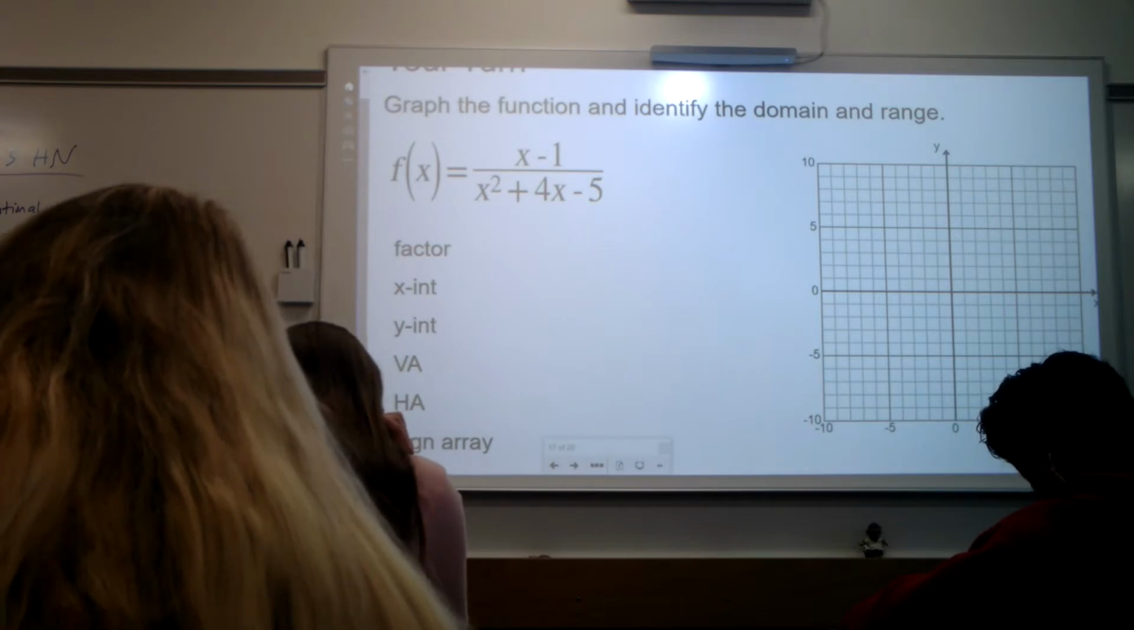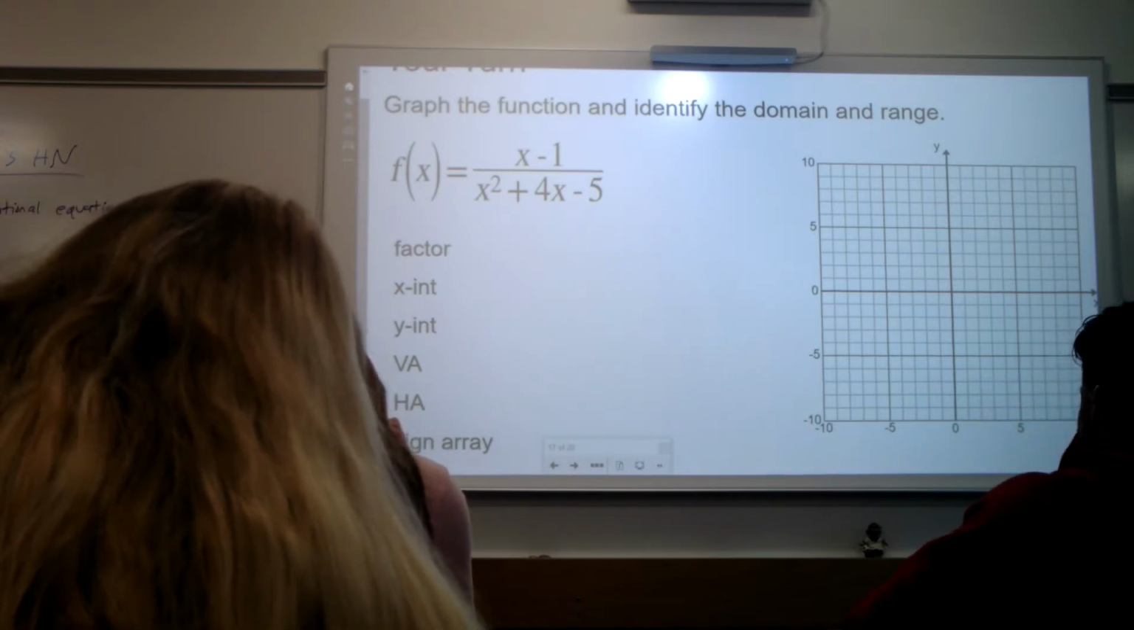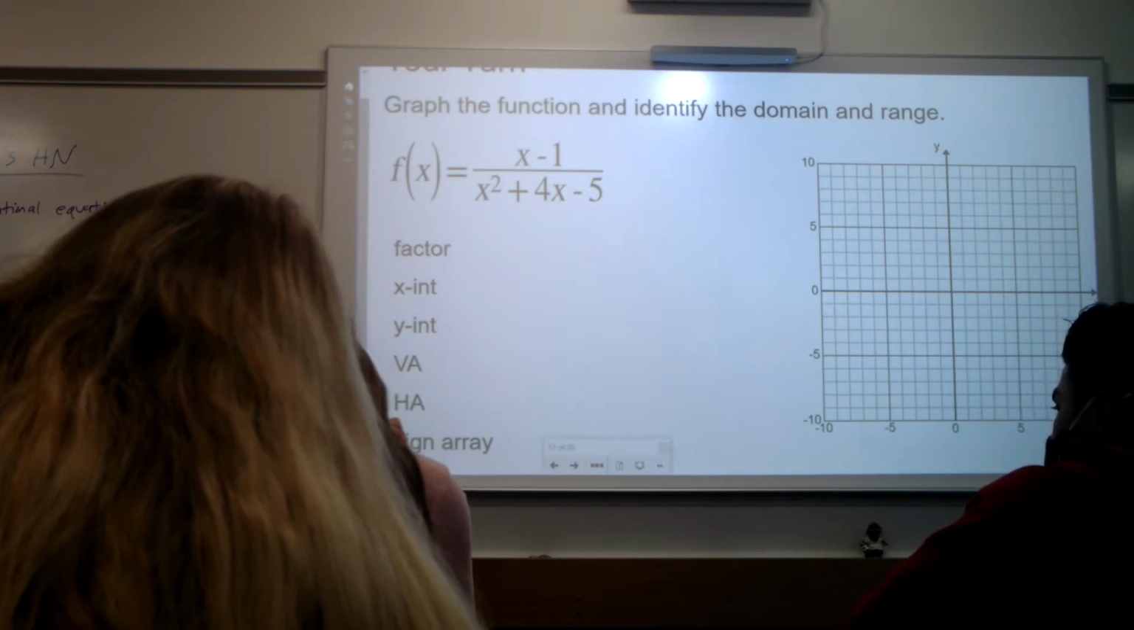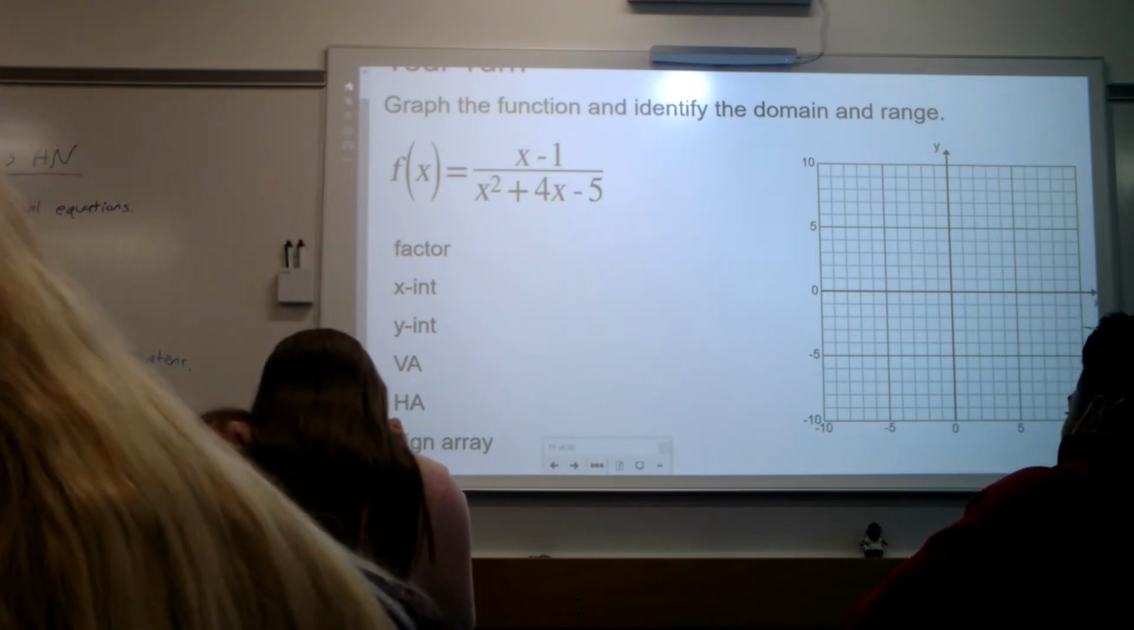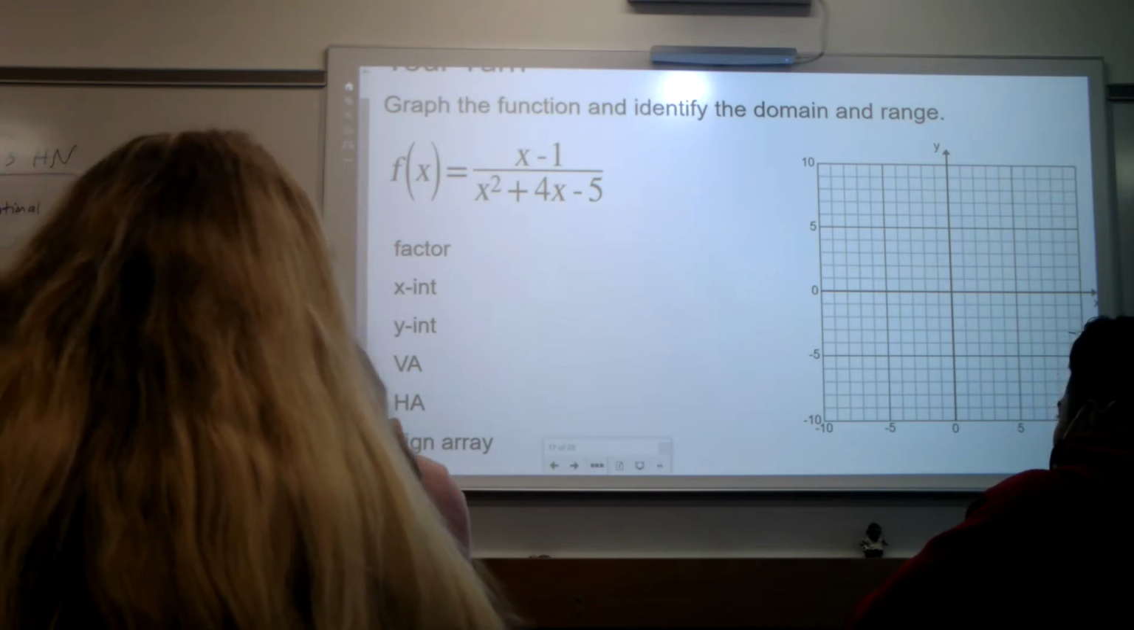That was enough time for you to get a good head start on this. Let's start out with getting some help here from Josh Wood. Tell me something about this graph, Josh. You can factor the denominator. Awesome. What does it factor to?